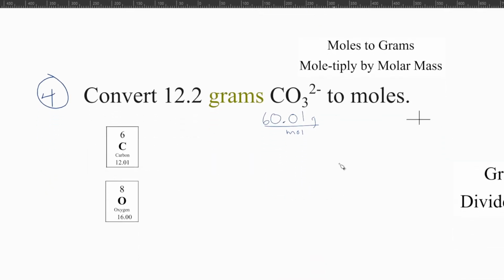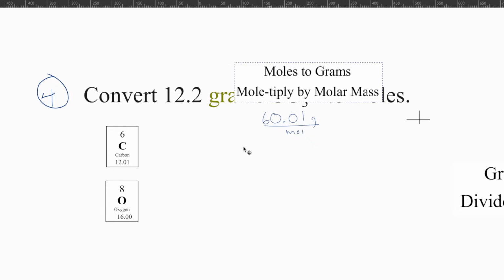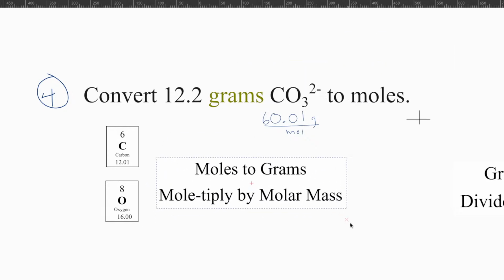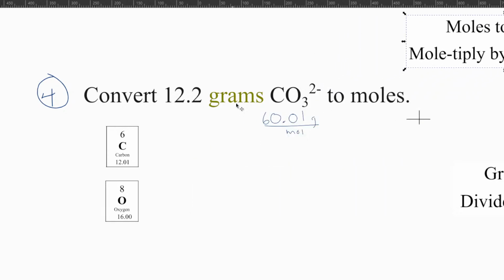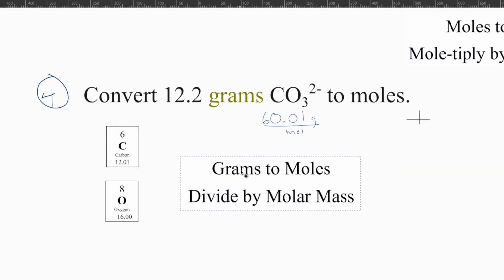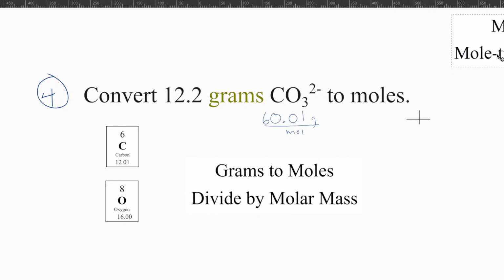So when we went from moles to grams, we multiplied by the molar mass, which is what this mnemonic helps you remember. We found that by adding the elements up on the periodic table. So when we go from grams to moles, we just do the reverse. We divide by the molar mass. So in this case, we're just going to divide this by the molar mass.